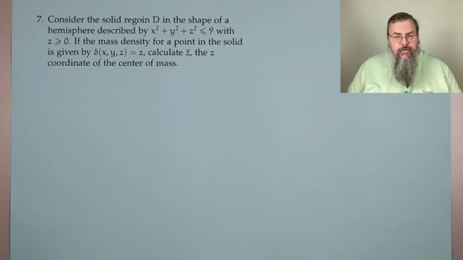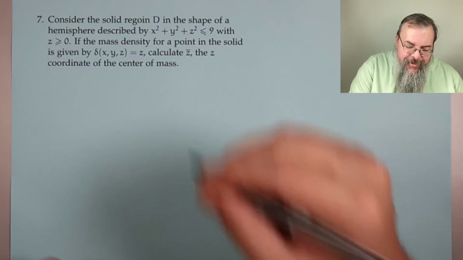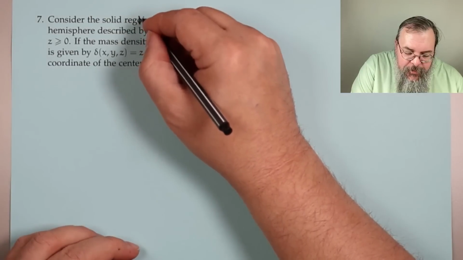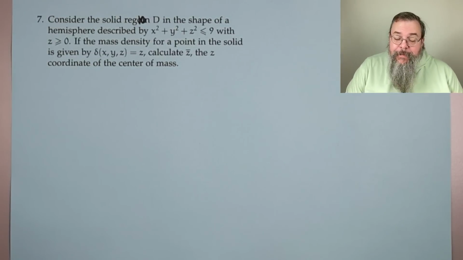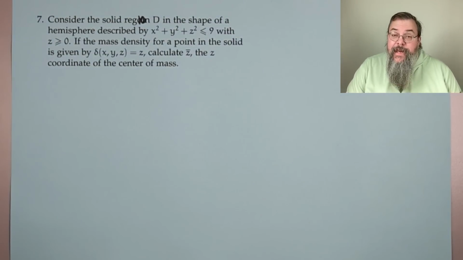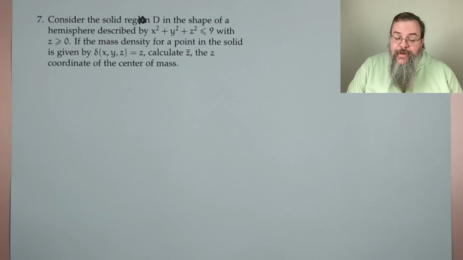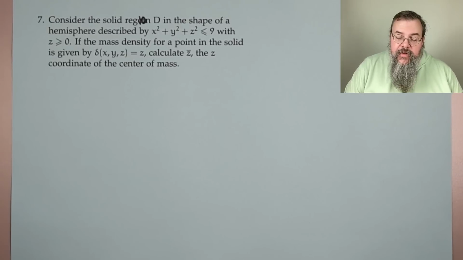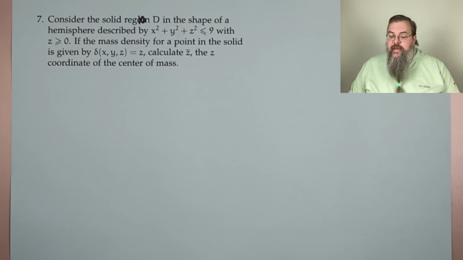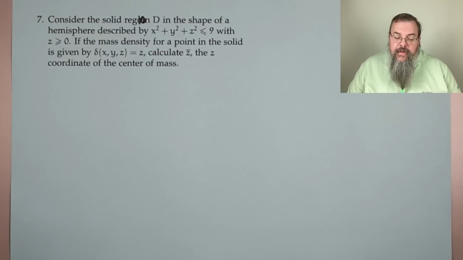Consider the solid region. No, I'm pretty sure they meant to say region. All right. That's okay. This is not an English class. Consider the solid region D in the shape of a hemisphere described by x squared plus y squared plus z squared less than or equal to 9 with z greater than or equal to 0. Okay, so top half of a sphere. Great. We like that. If the mass density for a point in the solid is given by density xyz, calculate z bar, the z coordinate of the center of mass.